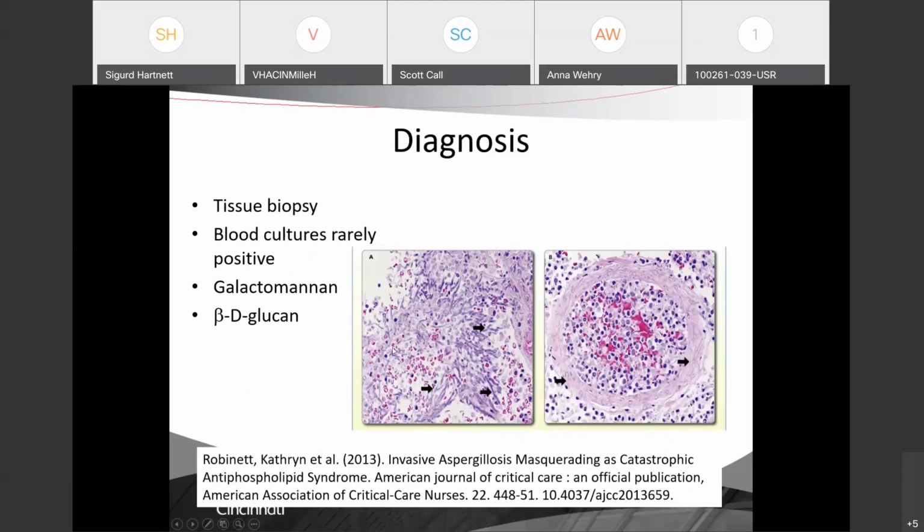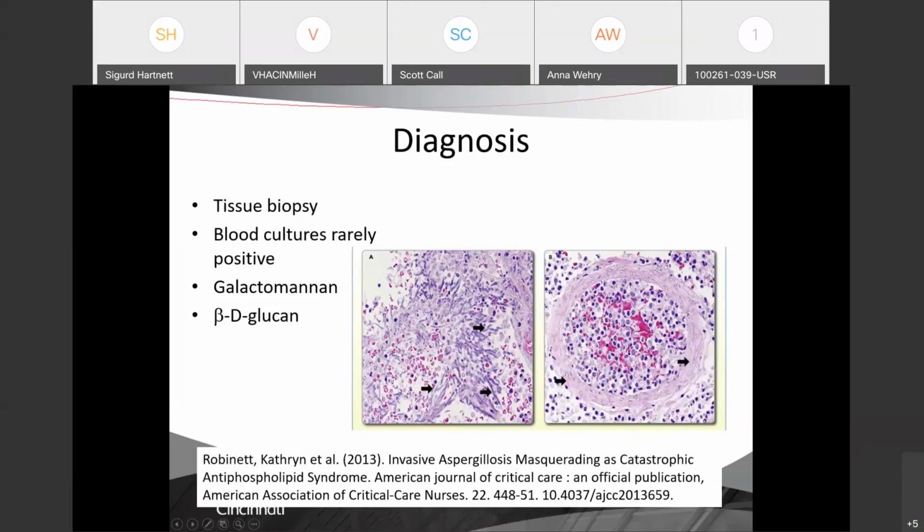Diagnosis for aspergillus, particularly invasive aspergillus, is always tissue biopsy. Blood cultures are rarely positive, and molds would be a reason that you need to get a fungal culture. And so mold is the reason to get an actual fungal culture, not Candida.